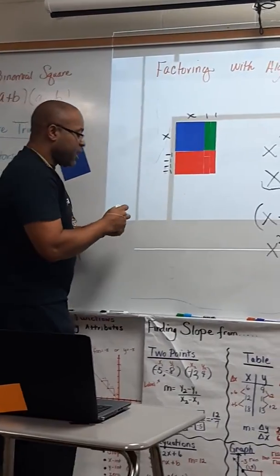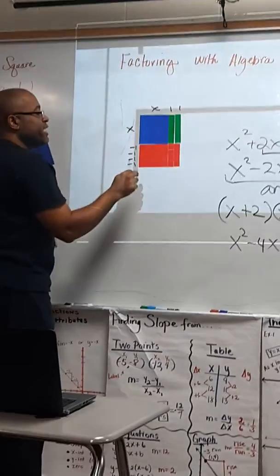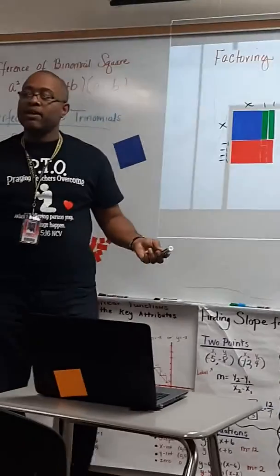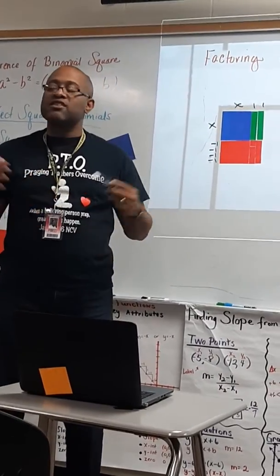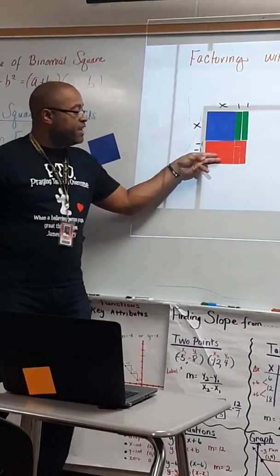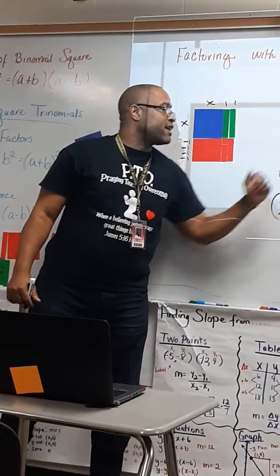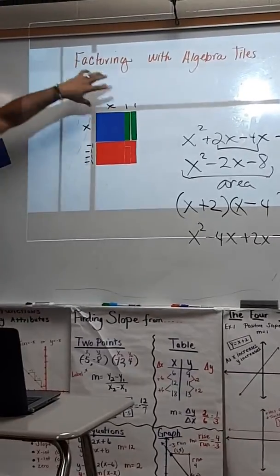Here's the difference. I want you to think about this. These two greens and these two reds do what to each other realistically? They cancel each other. Those are zero pairs. That's how we have negative 2x minus 8. And so that makes clear how we work with the negatives.